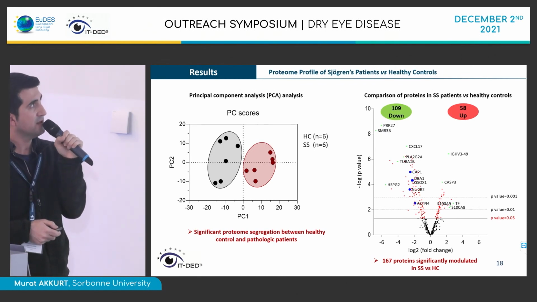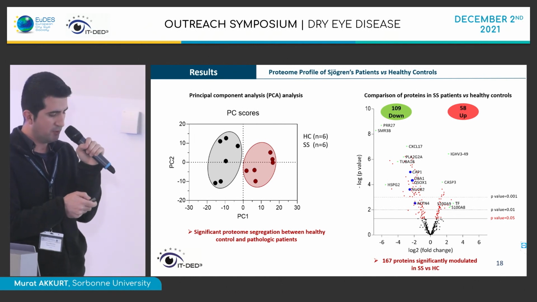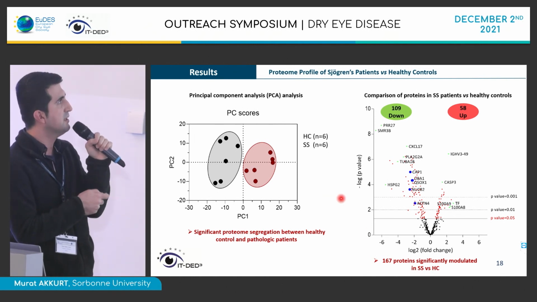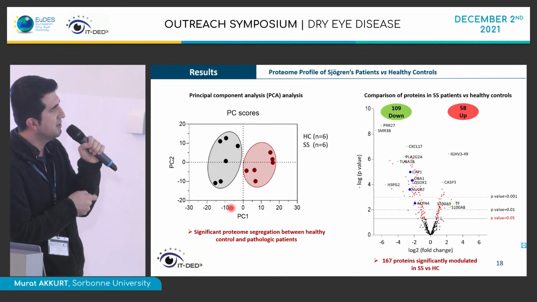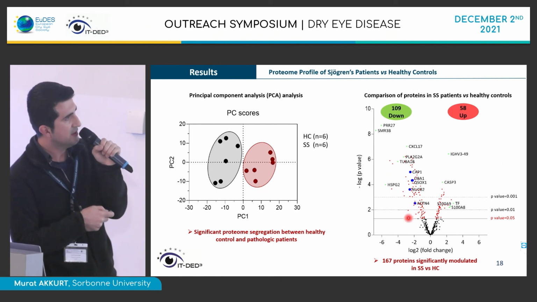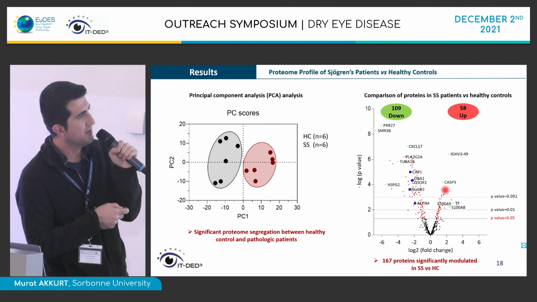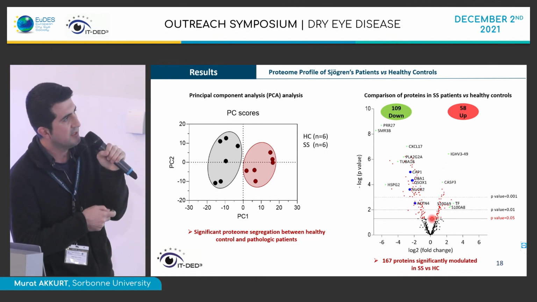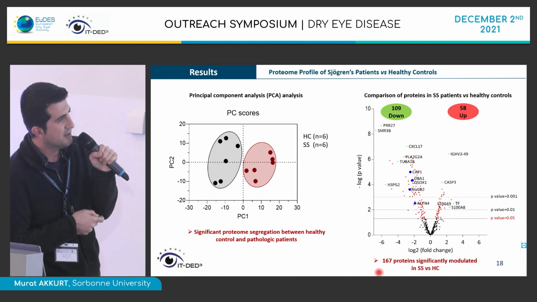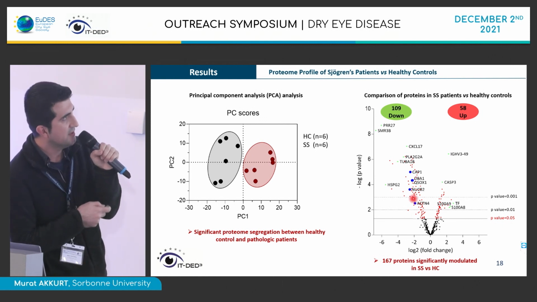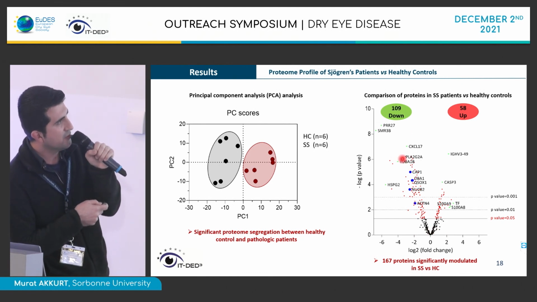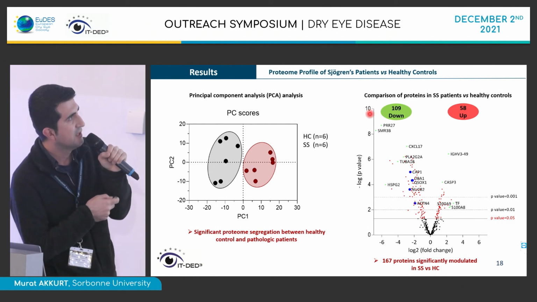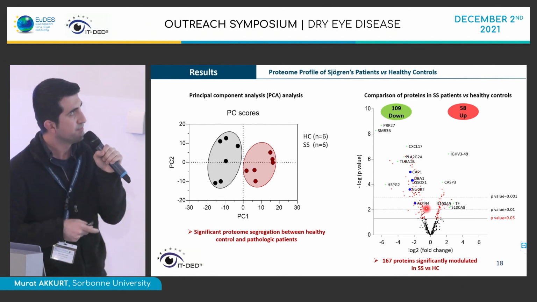In the first result, the principal component analysis, you can see a significant proteome segregation between the Sjögren patients and healthy controls. And in this volcano plot, we can see significantly modulated proteins. In total, there were 167. 58 of them were upregulated. These were the upregulated proteins, but the majority were downregulated in Sjögren versus control. As you can see, some examples.